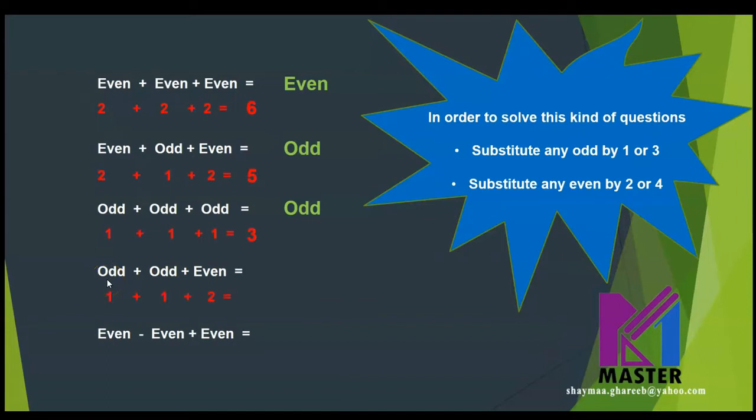Is this clear? So now let's try this one. 1 plus 1 plus 2 will be 4. And 4 is even. Then the answer here will be even. Even minus even plus even. So I will choose 4 at the beginning, then I will subtract 2, then I will add 2. So 4 minus 2 is 2, 2 plus 2 equals 4, then the answer is even. Okay, I choose here 4 to be able to subtract the 2 from the 4. Okay, that's why we say substitute any even number by 2 or 4, and for the odd by 1 or 3.